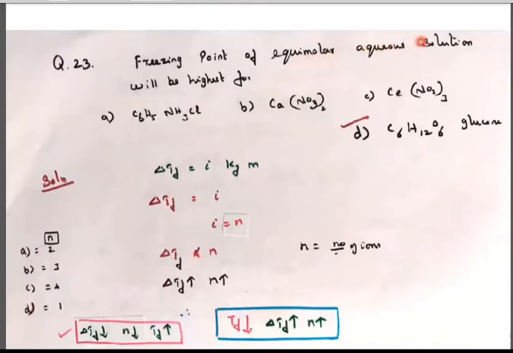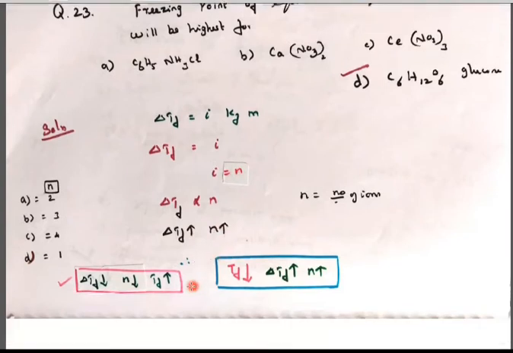The freezing point of equimolar aqueous solutions will be the highest for which of these: anilinium chloride, C6H5NH3Cl, where C6H5NH2 is called aniline and with HCl it is called anilinium chloride; calcium nitrate; cerium nitrate; and glucose. So delta Tf is equal to i into Kf into m, where Kf is the cryoscopic constant. Here i is equal to n, the number of ions. So delta Tf is directly proportional to the number of ions. As the number of ions increases, delta Tf also increases.